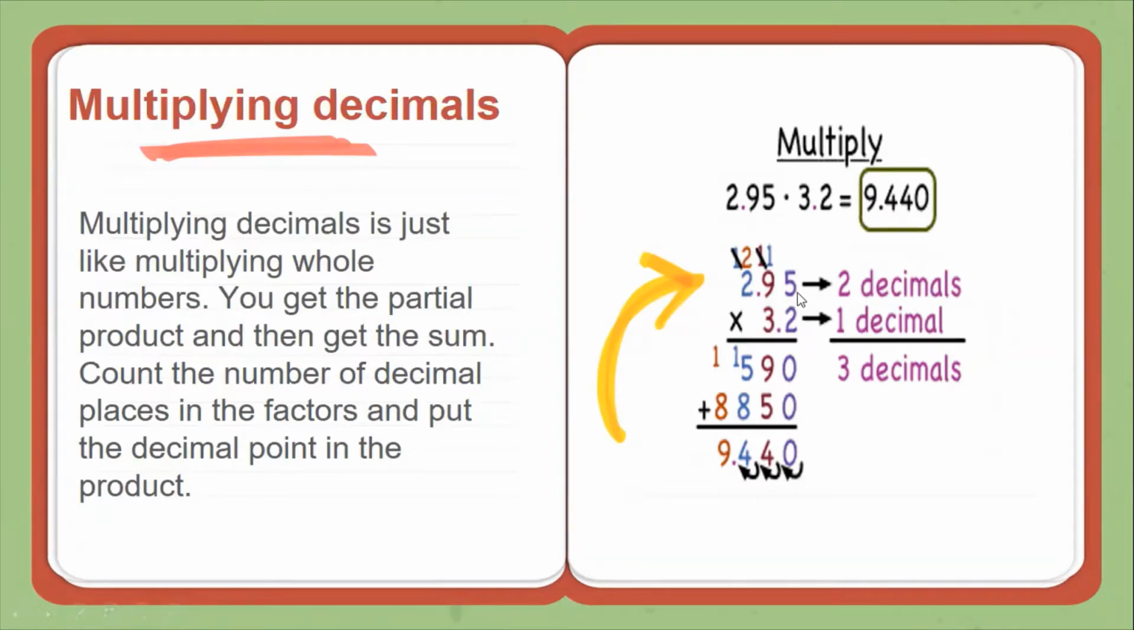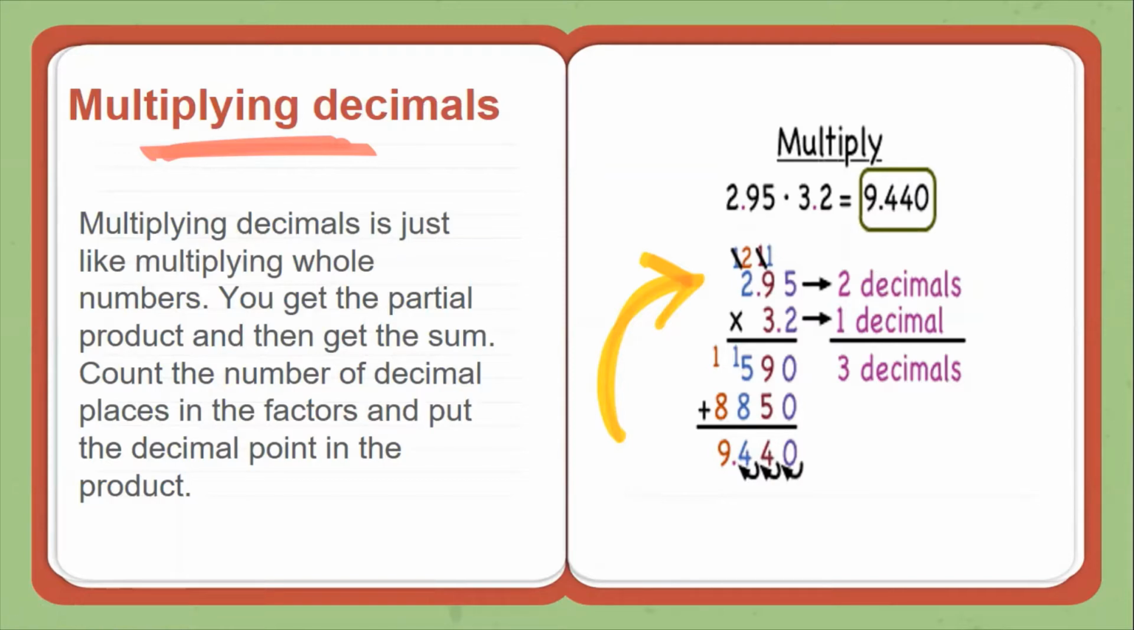So for this one, we need to count how many decimal places we have in all. We have 1, 2, and 3. So we have 3 decimal places, and we will put that in our answer. Our product here is 9,440. So this is the time that we put our decimal point. We have 3 decimal places, so move our decimal point 3 places to the left: 1, 2, and 3. This will be the position of our decimal point. And for our final answer, we have 9 and 440 thousandths.